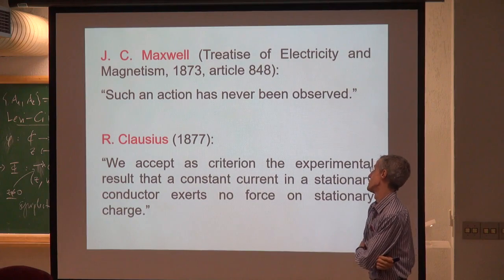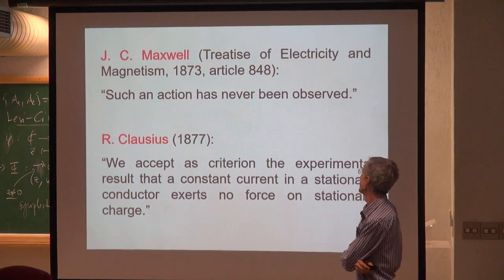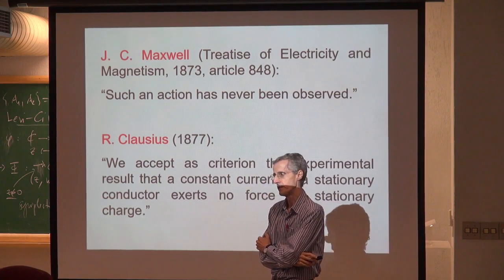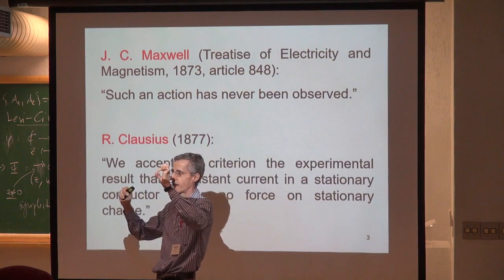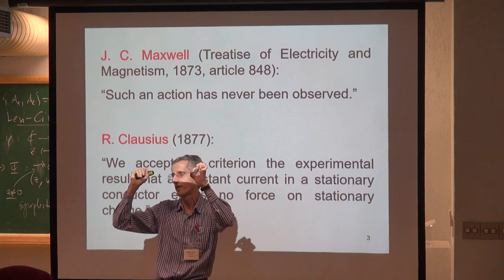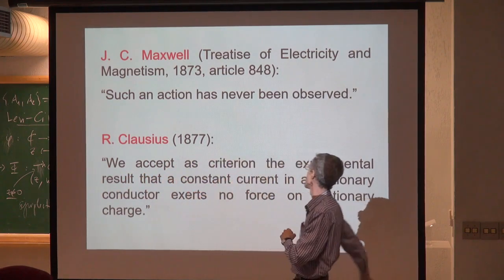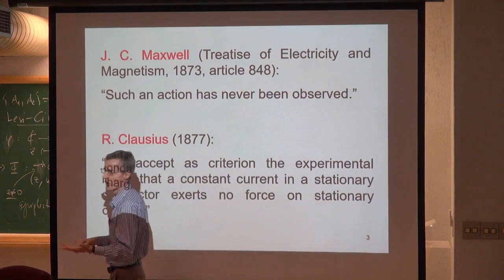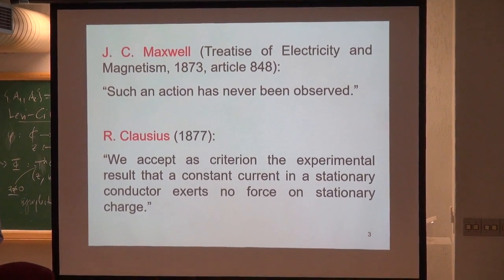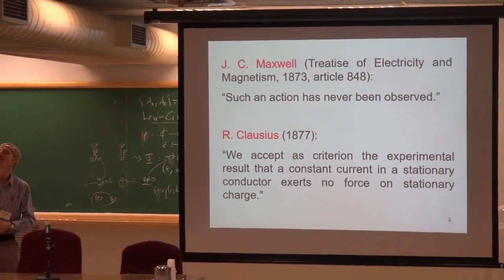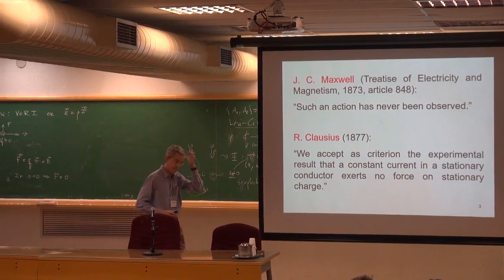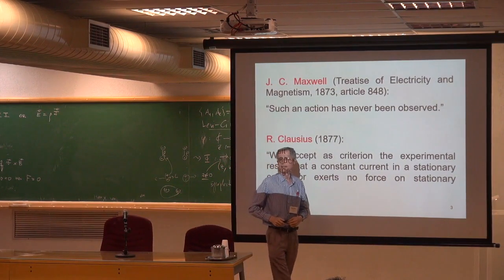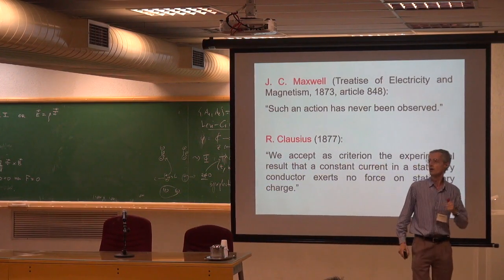The first one by Maxwell in the Treatise. He said the following: such an action has never been observed. Action, a force between a stationary current-carrying wire and a stationary charge. He said no such force. Clausius, the same Clausius of thermodynamics, of entropy and so on, was fighting against Weber. He knew that with Weber there should be a force, even for a stationary charge. And Clausius said, there is no such force.